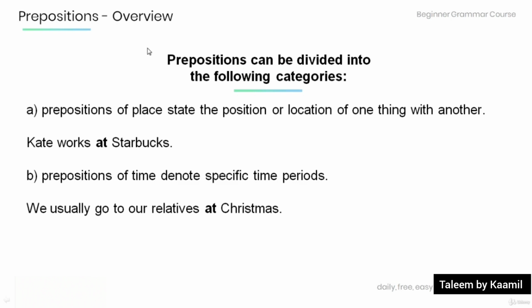Now, prepositions can be divided into the following categories. A. Prepositions of place state the position or location of one thing with another. Have a look at the example below. Kate works at Starbucks. The preposition at tells us where Kate works.